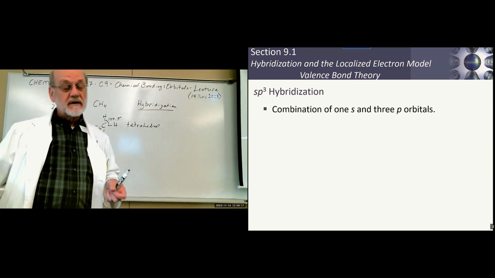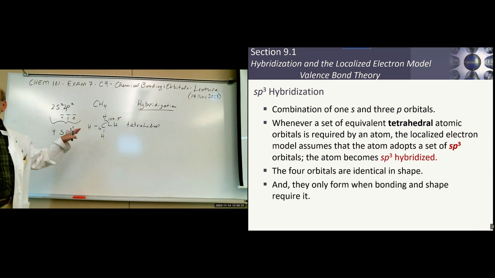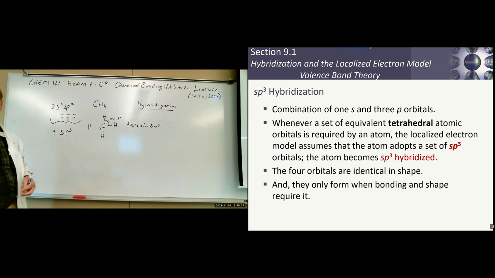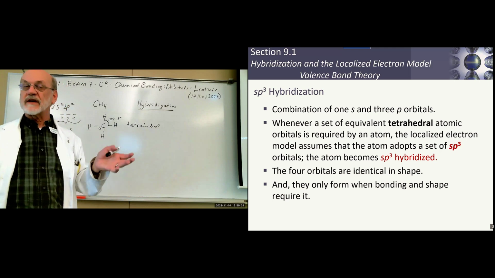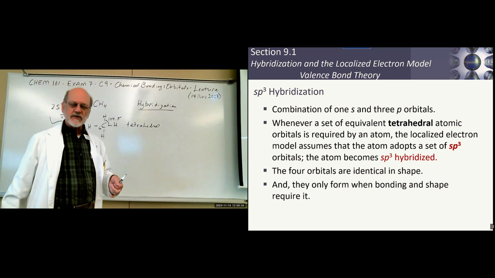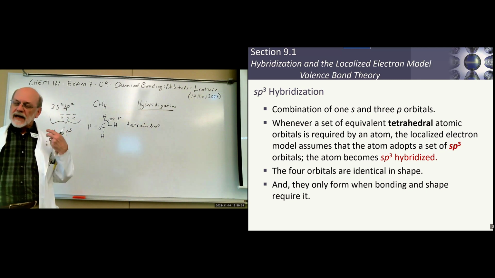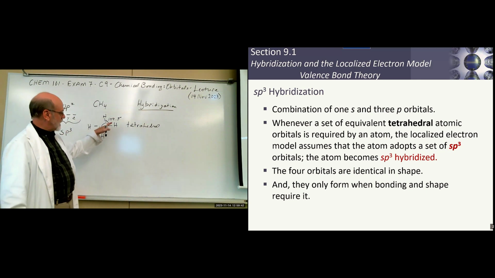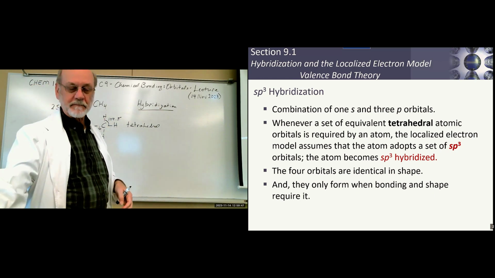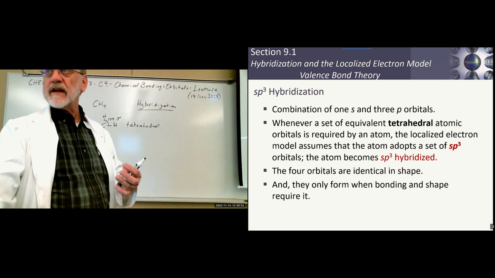Now remember, this happens only when the bond starts to form. Otherwise, carbon doesn't need it. And it's not something that carbon goes around with, just waiting for something to happen. Okay, so this sp3 hybridization generates 4 hybrid orbitals with 109.5 degree angles. That gives us a tetrahedron and satisfies the requirements of the localized electron model in the valence bond theory.